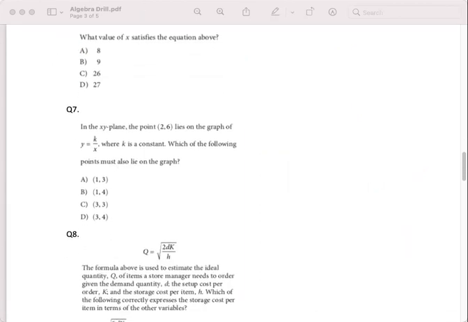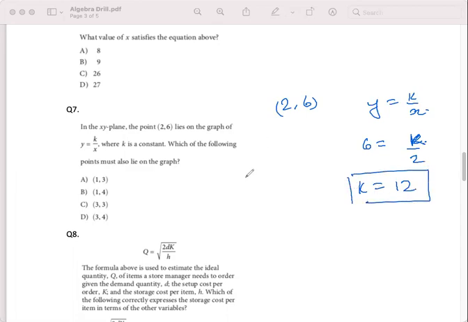Number 7. In the xy plane, the point (2, 6) lies on the graph of y is equal to k by x, where k is a constant. Which of the following points must also lie on the graph? Okay, so (2, 6) lies on the graph of y is equal to k by x, which means 6 is equal to k by 2. So k is 12, right? So basically my graph is y is equal to 12 by x, or x into y is 12, right?